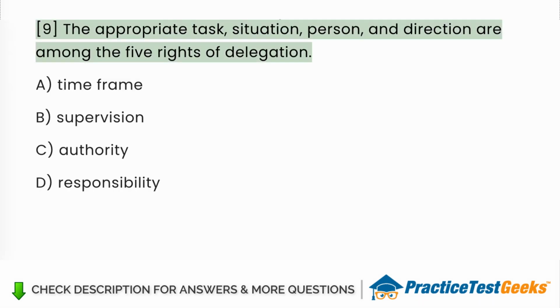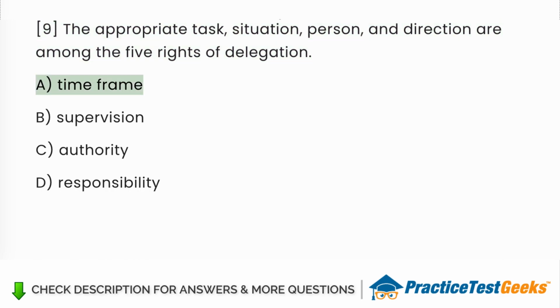The appropriate task, situation, person, and direction are among the 5 rights of delegation. A. Time frame. B. Supervision. C. Authority. D. Responsibility.